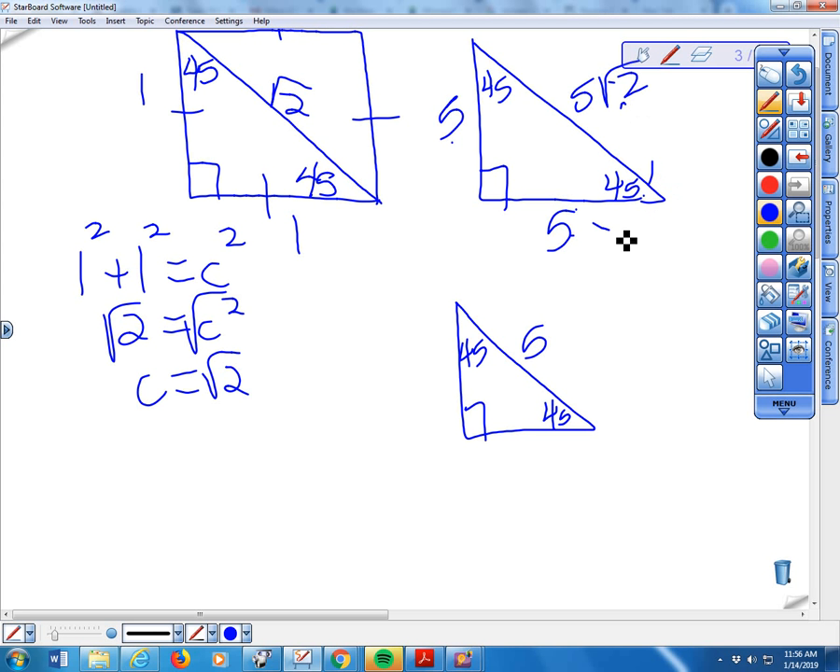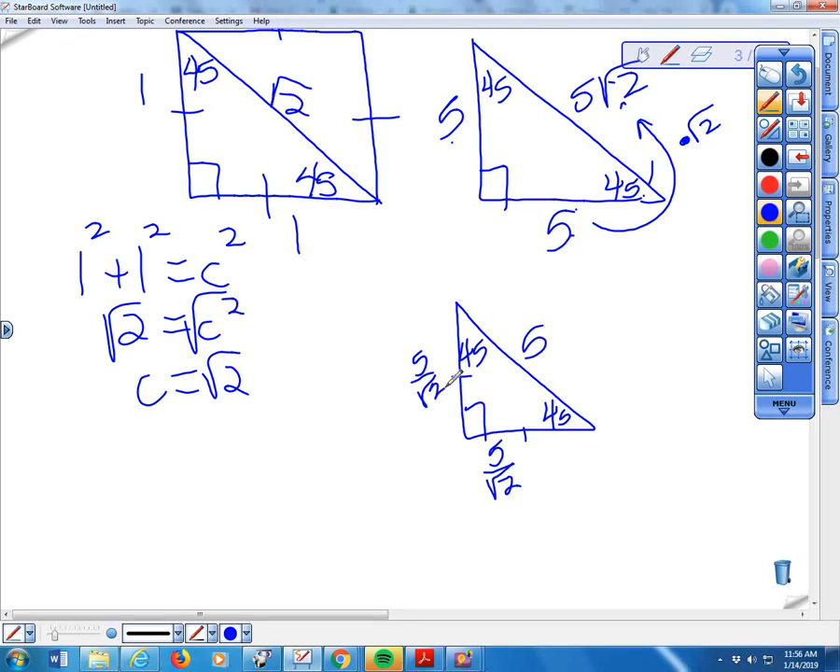To get here, I multiplied by the square root of 2, right? So to get back, what do you think I need to do? Divide by the square root of 2. So to go from the hypotenuse to the leg, I divide by the square root of 2. And these legs are the same because it's a 45, 45, 90. So this leg is 5 divided by the square root of 2.